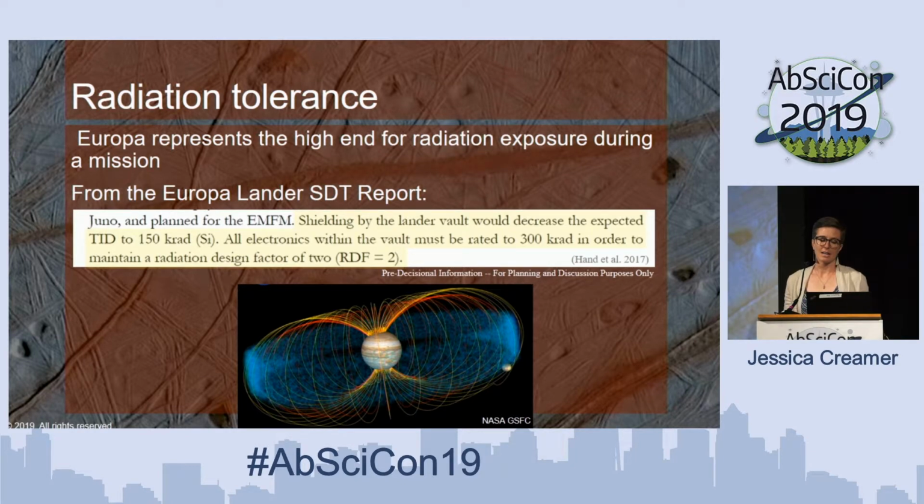Radiation is the big problem. Traditionally, organic chemistry isn't great under radiation, so we were pretty worried about this. To choose the worst case scenario, we chose Europa. This is far worse than anything we'd see at Enceladus, but still, if we can do it under these conditions, then we can do it anywhere. We chose the number from the Europa Lander Science Definition Team report of 300 kilorad.